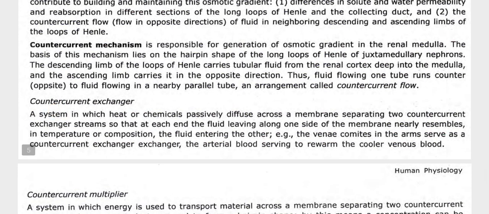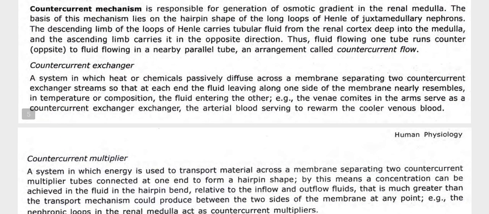Then the countercurrent mechanism is responsible for generation of the osmotic gradient in the renal medulla. The basis of this mechanism lies in the hairpin shape of the long loop of Henle of juxtamedullary nephrons. The descending limb of the loop of Henle carries tubular fluid from the renal cortex deep into the medulla, and the ascending limb carries it in the opposite direction. Thus, fluid flowing in one tube runs opposite to fluid flowing in a nearby parallel tube, an arrangement called countercurrent flow.